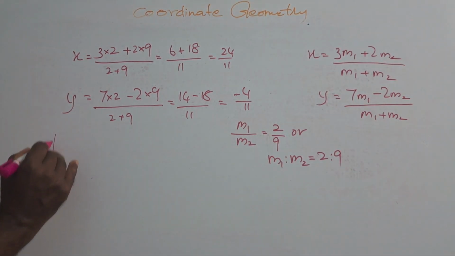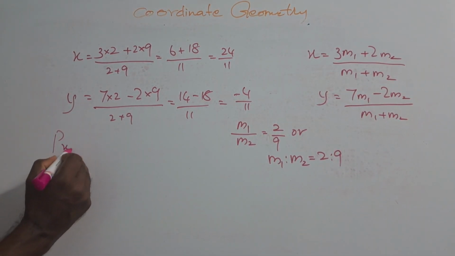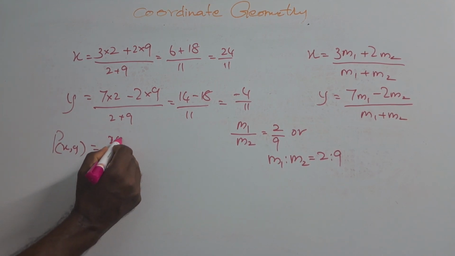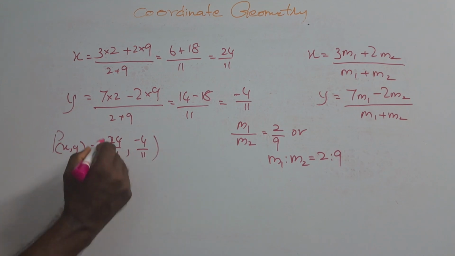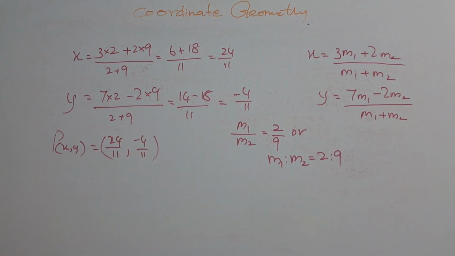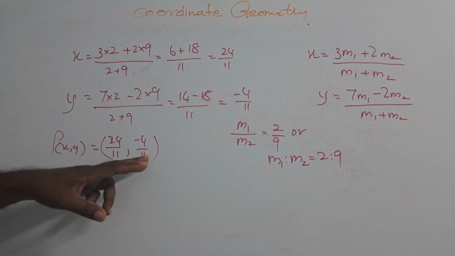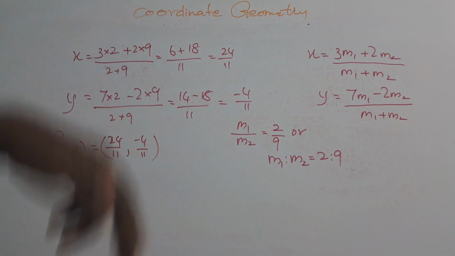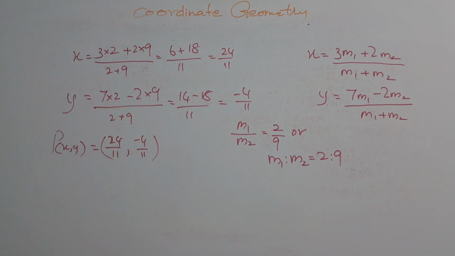So the coordinates of the point P, x, y, equals 24 by 11, minus 4 by 11, and this is the x coordinate and y coordinate of the point that divides the line segment joining A and B in the ratio 2:9.